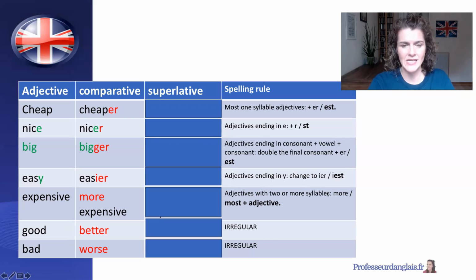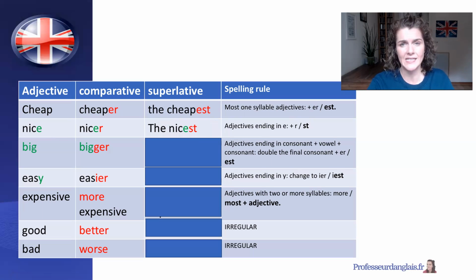Okay, so let's have a look at how we form those superlative adjectives. Here we have our table again. We have our adjectives, we have the comparative form of those adjectives, we have the spelling rule. So let's take a closer look. If we have a one-syllable adjective, and in fact most one-syllable adjectives, we just add est. So cheap becomes the cheapest. If we have an adjective that already ends in the letter E, then we add st. So nice becomes the nicest.